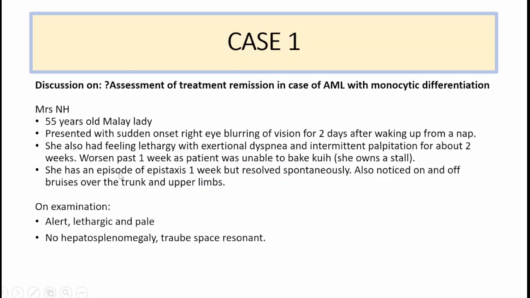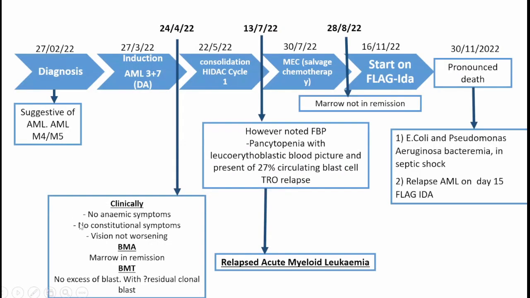On examination, the patient was alert, lethargic and pale. Otherwise, there was no hepatosplenomegaly and the dull space was resonant. This is her timeline of the illness. She was diagnosed in February last year, and during that time our diagnosis was suggestive of AML, most probably AML M4 or M5, and then she underwent induction.